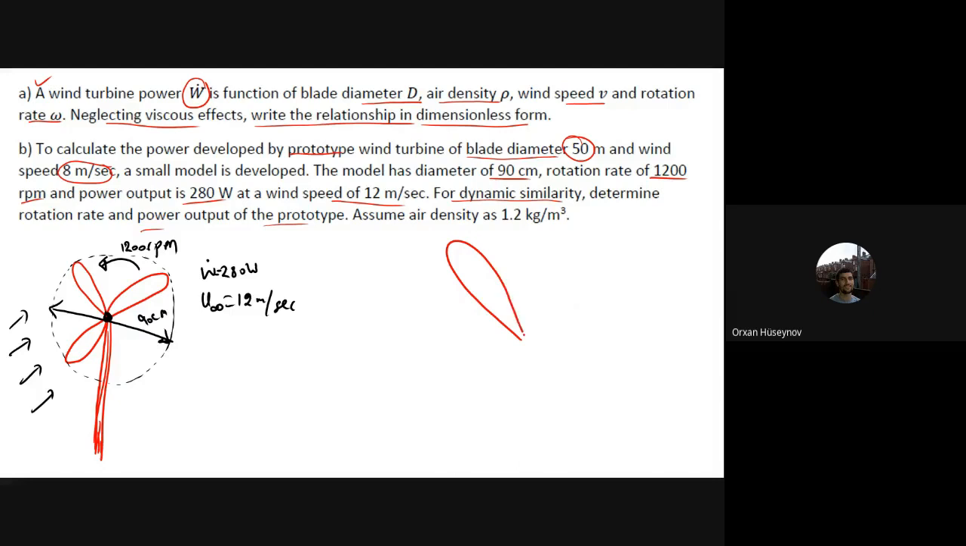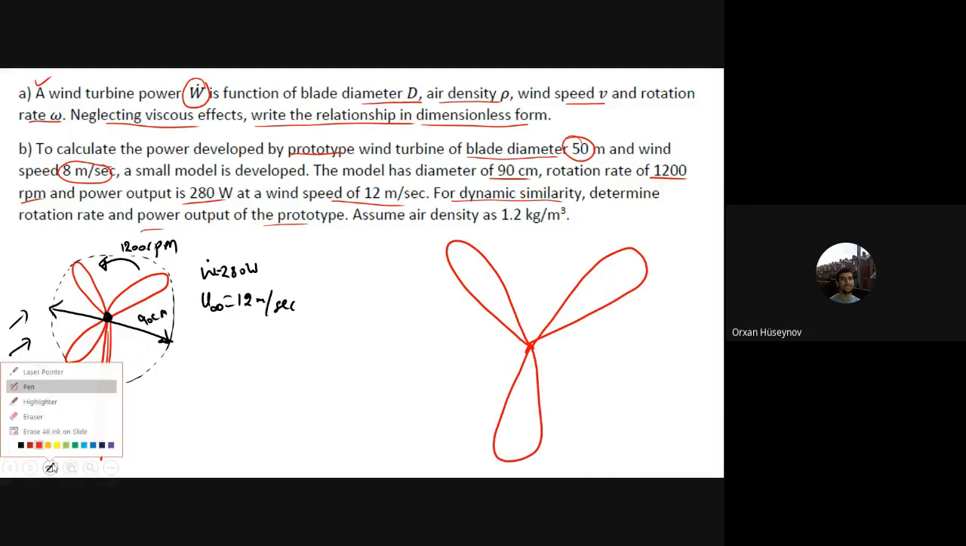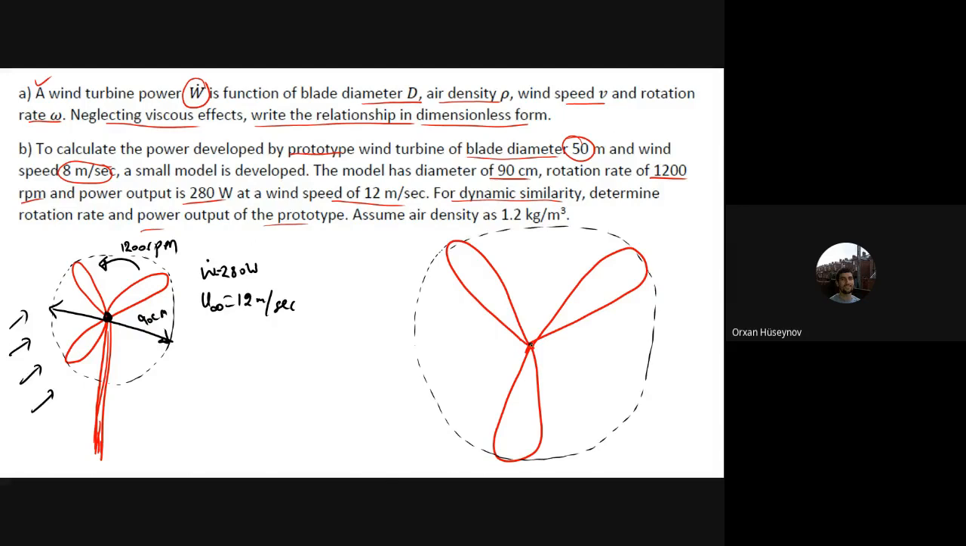So this one will be the real one. And you will also have the blade here. For the real one, the diameter is 50 meters. It should go in a circle, and it has a diameter of 50 meters. The wind speed here is 8 meters per second. The U infinity is 8 meters per second. And U infinity I will label with P, meaning prototype, and the diameter with P, and the power with P, and omega with P. Sorry, this one is the model: U infinity model, and the diameter model is 90 centimeters.